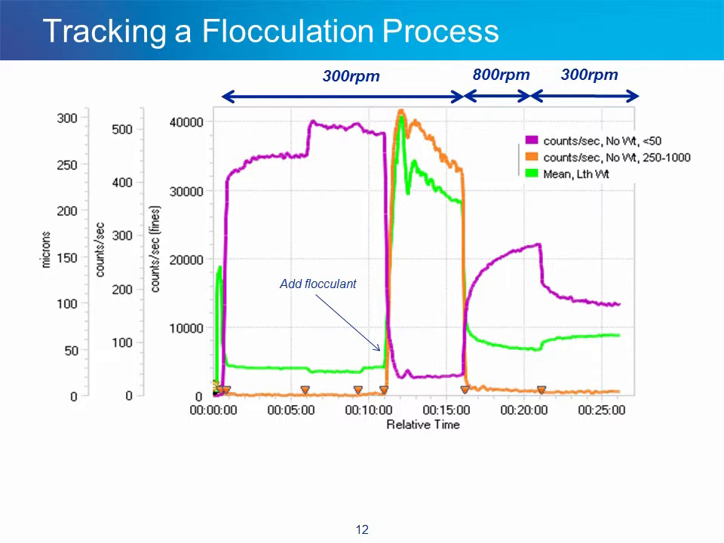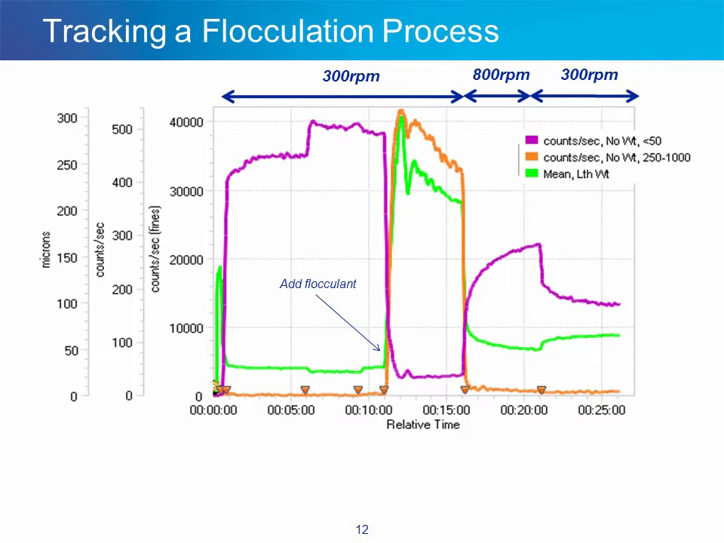Now, the next thing that happens is that all of this has occurred at 300 RPM. Now, you can see the point where the agitation in this system is increased to 800 RPM at around 15 minutes. And as soon as you increase to 800 RPM, you can see the reverse process happens.